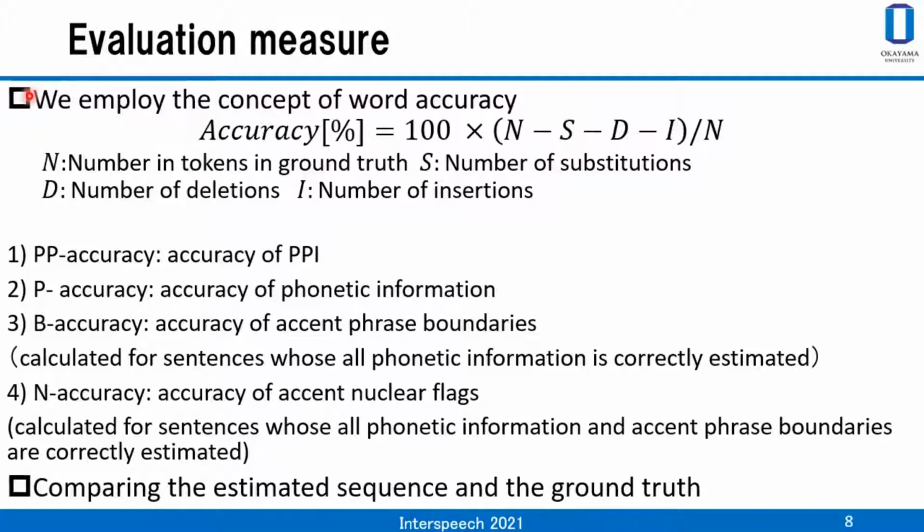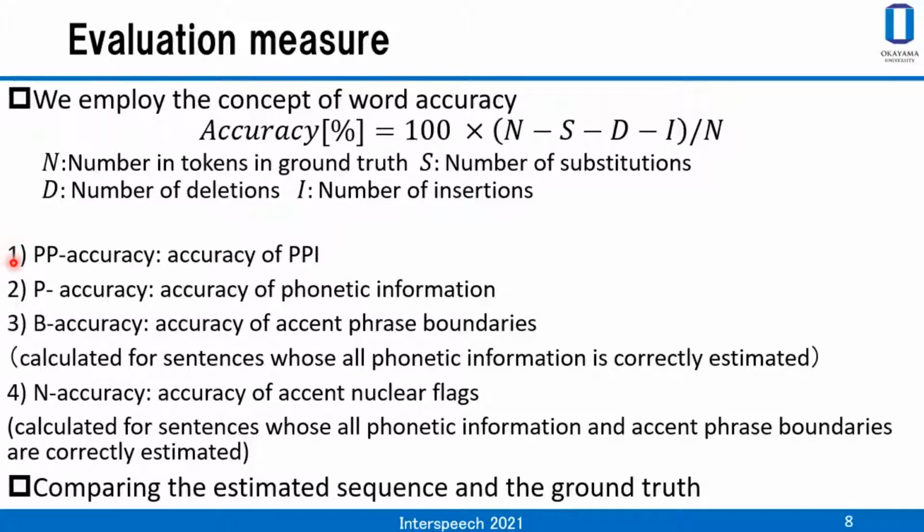In terms of the evaluation measure, we employ the concept of word accuracy. Accuracy is defined like this. Here, N is the number of tokens in the ground truth, S is the number of substitutions, D is the number of deletions, and I is the number of insertions. We calculate 4 kinds of accuracy.